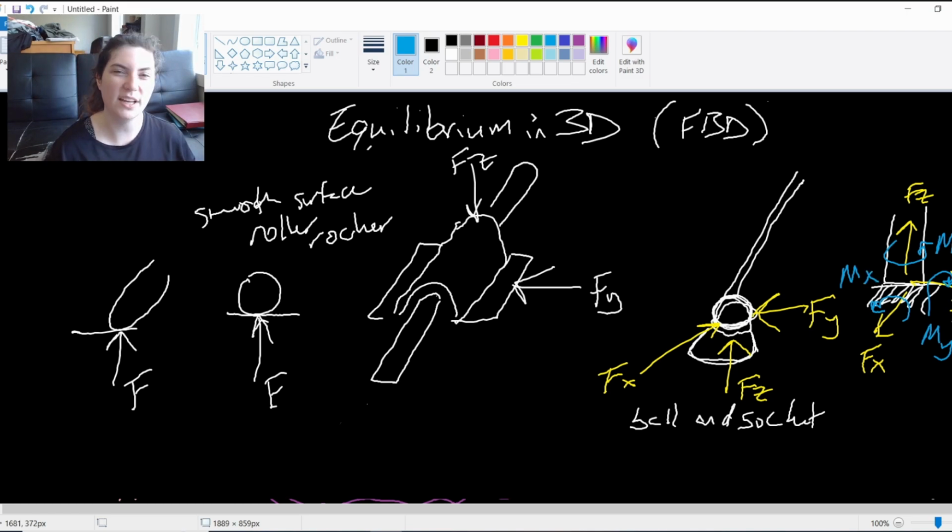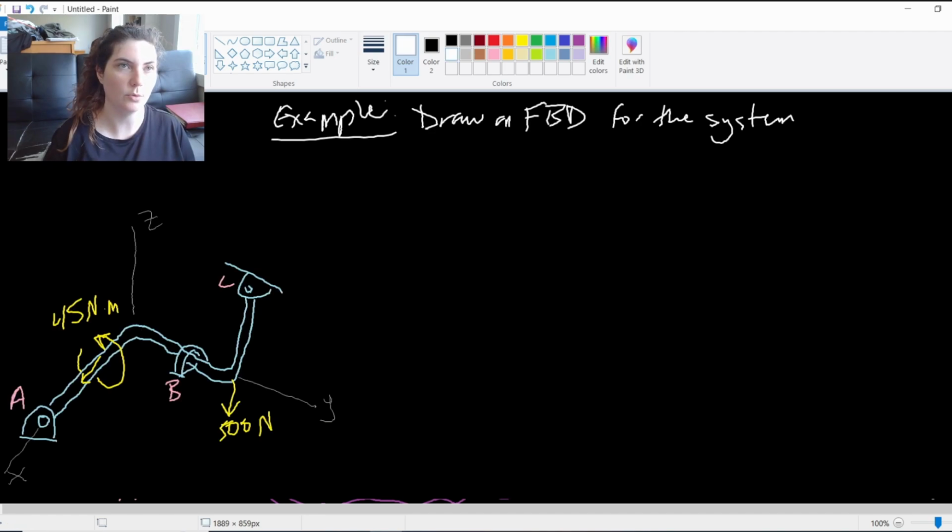So before we get into actually solving these things, let's again, as we did in 2D, take a look at how we set up free body diagrams for these systems in 3D. In this example, we're going to draw a free body diagram for the system that starts at point A on the x-axis, goes to the origin, and then turns 90 degrees following the y-axis through point B, and then makes another turn 90 degrees up in the z direction.